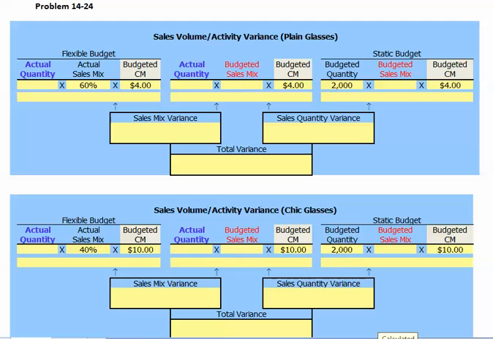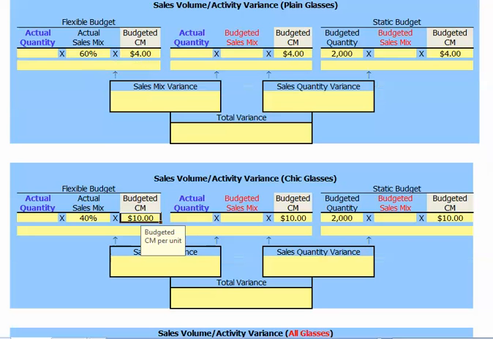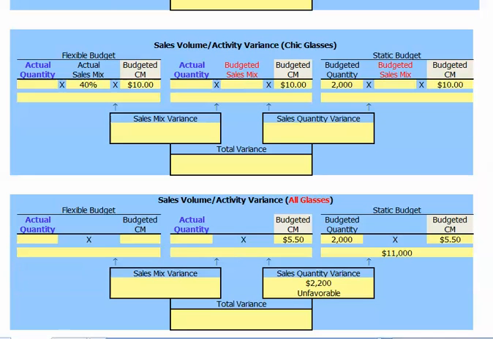First, we'll take a look at the plain glasses. We've got our budgeted contribution margin of $4 per glass. We've got our sales mix of 60%. For our chic glasses, a $10 per unit contribution margin, a 40% sales mix. We've got our budgeted quantity of 2,000 total glasses. And then down at the very bottom, we were told that our total budgeted contribution margin was $11,000, and we had a $2,200 unfavorable quantity variance.